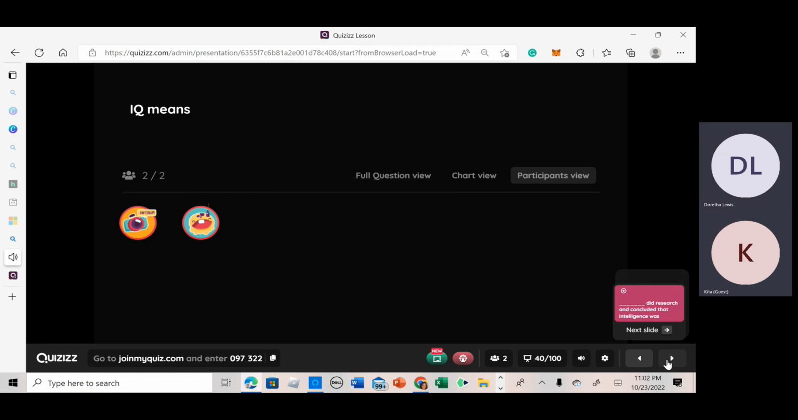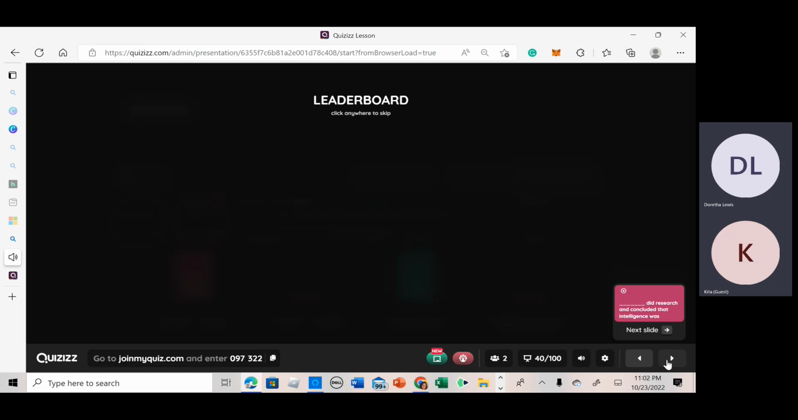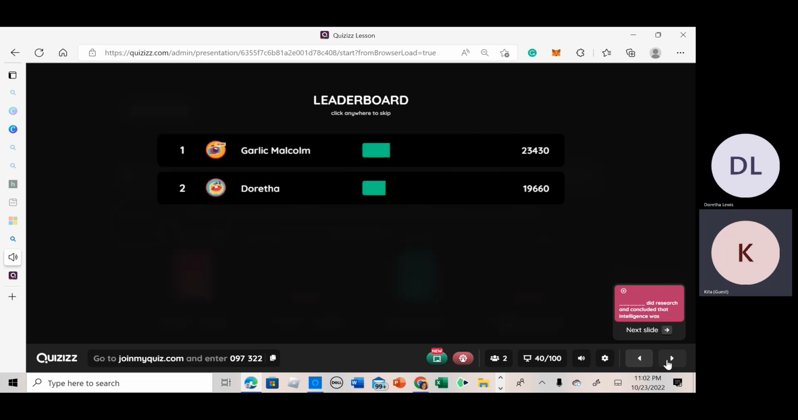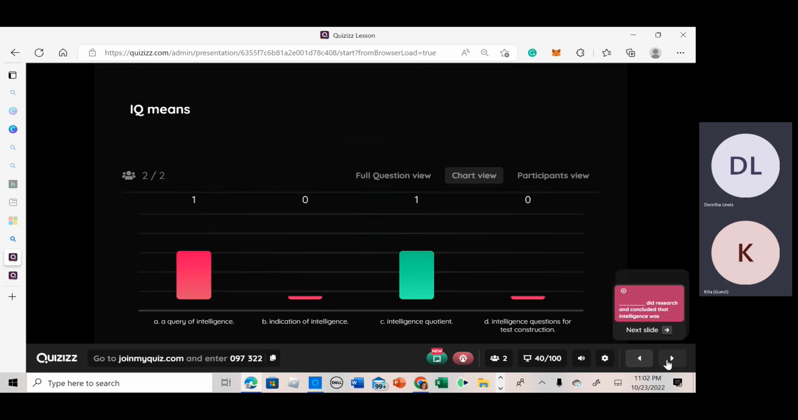IQ means D, intelligence quotient. A quotient is the result when you perform division. IQ testing has been the center of more heated debates among experts than any other type of testing.